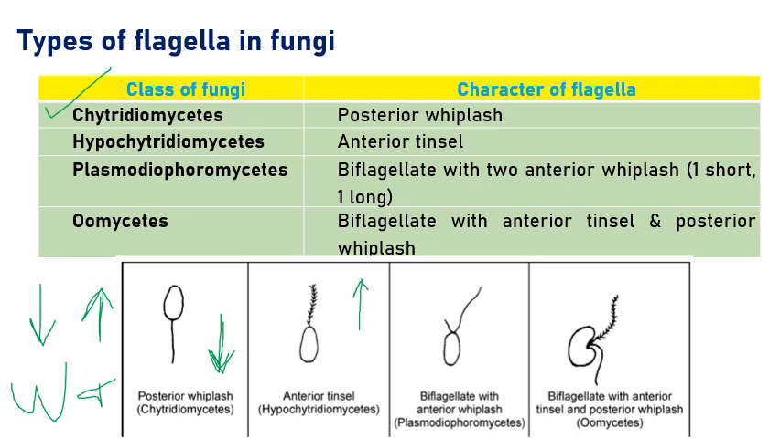So here we can see that the flagellum is in an upward direction and it has hair. If it is upward direction, we call it anterior. If it has hair, we call it tinsel, right? So it is anterior tinsel type. The best example is hyphochytridiomycetes.